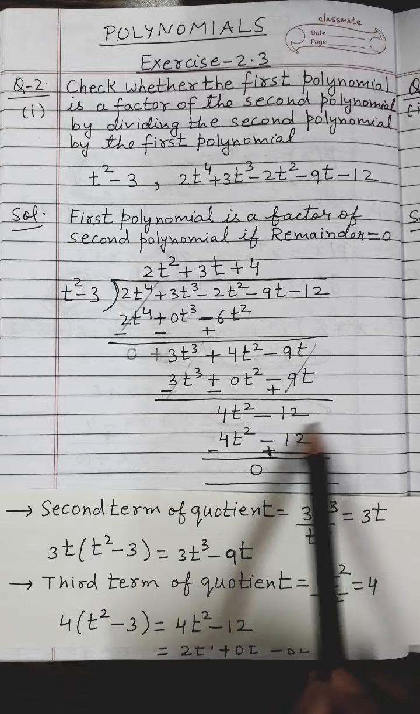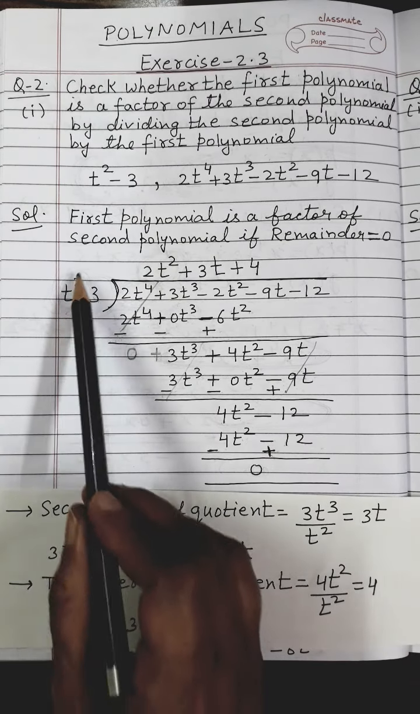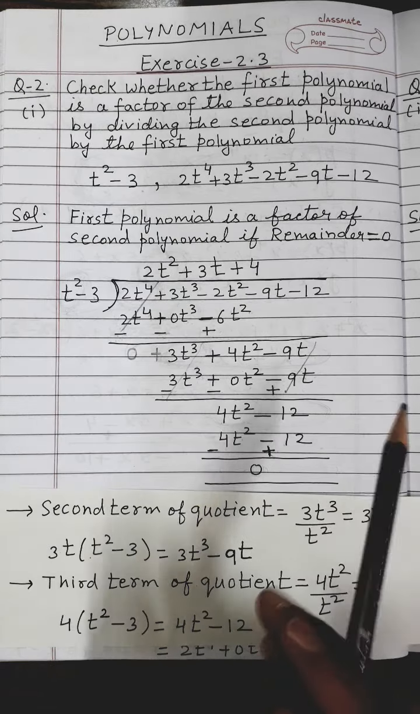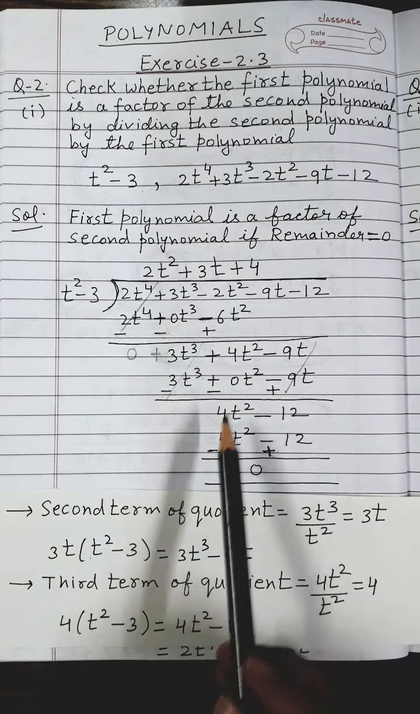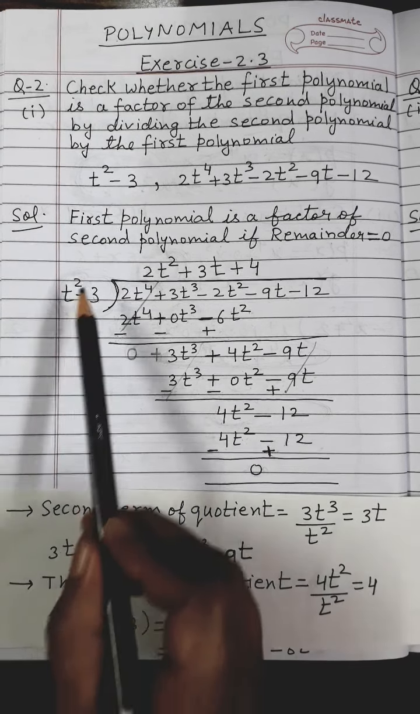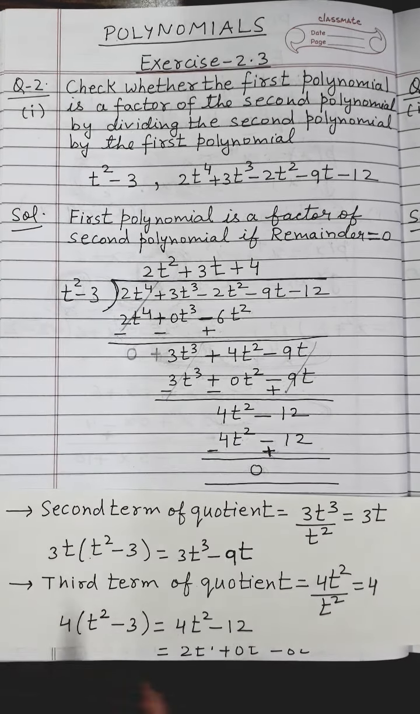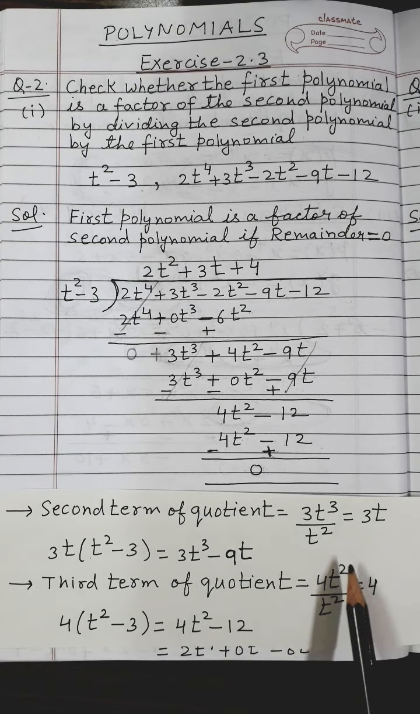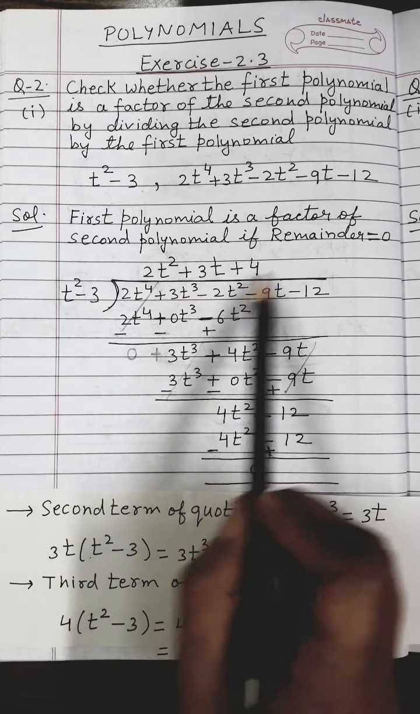For this new dividend, again the divisor is the same, t square minus 3. So what will I do for obtaining the third term of the quotient? I will simply take the first term of the new dividend divided by first term of the divisor. So third term of the quotient will be 4t square upon t square. Cancel t square, you will get 4. This 4 is the third term of the quotient. So I write down plus 4 on the quotient side.